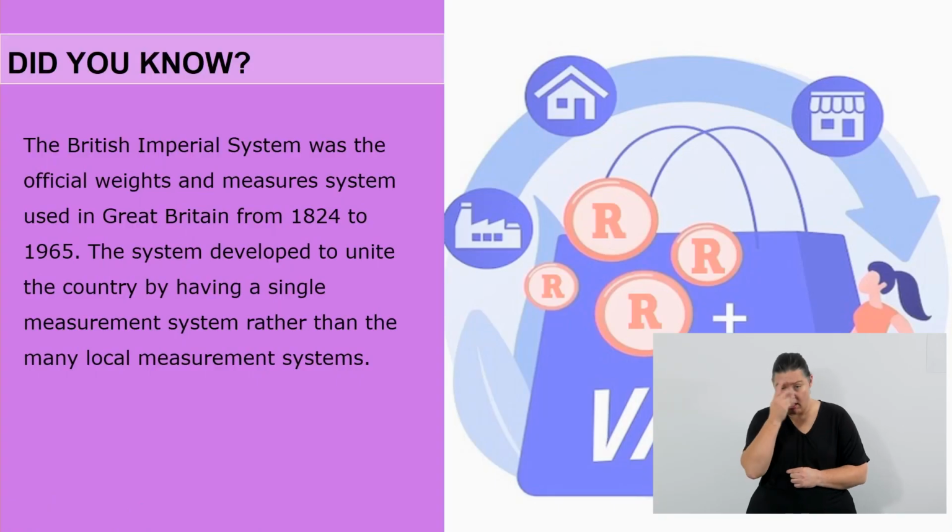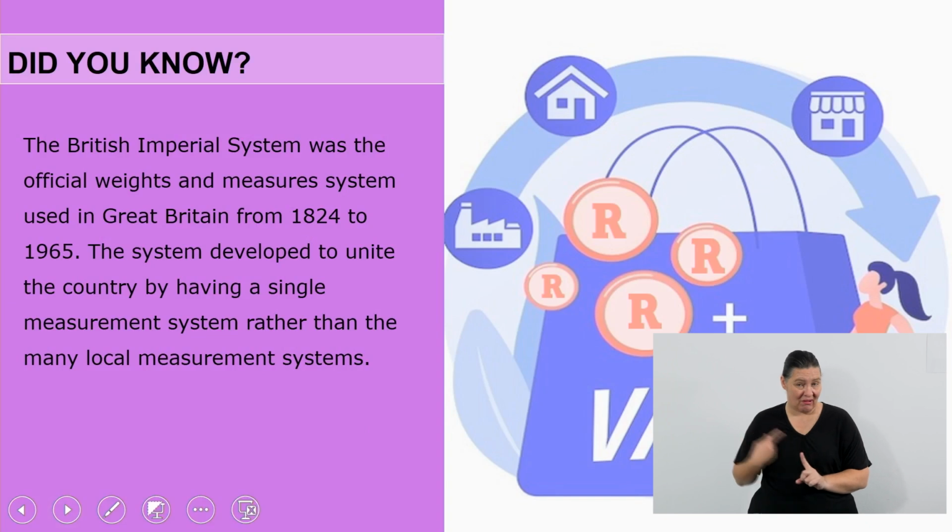Did you know that the British imperial system was the official weight and measure system used in Great Britain from 1824 till 1965? And even more interesting, this system was developed to unite the country by having a single measurement system rather than many local measurement systems. Now that's something to think about.